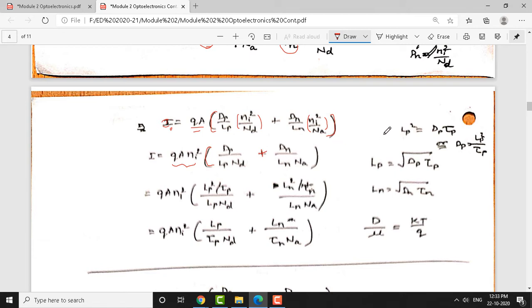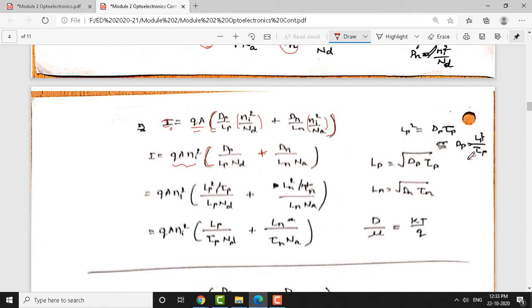There are a few other relations which you need to remember. What are those relations? Diffusion length can be expressed in terms of the diffusion constant. Lp square is equal to dP times tau p, or dP can be written as Lp square by tau p.